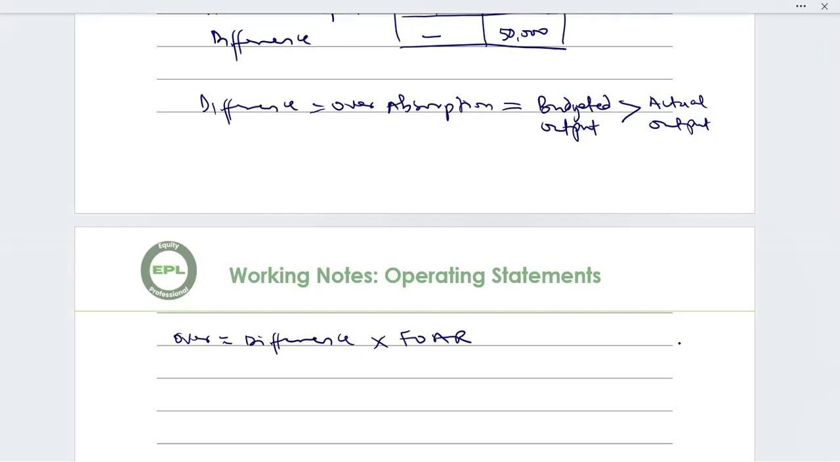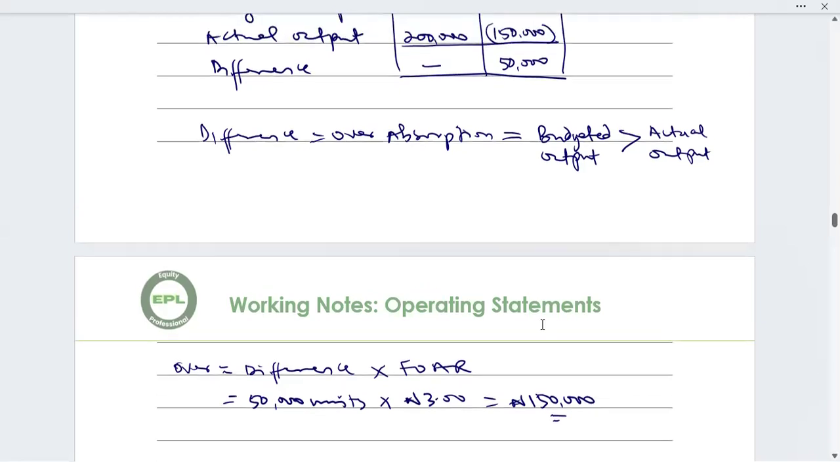Okay, so in this case, I would say 50,000 units multiplied by the fixed overhead absorption rate of 3 naira, which is equal to 150,000 naira. Please, you have to be very careful because we have restricted our numbers to thousands. This 150,000 naira, we are not going to write 150,000. We are going to write just 150 so that you don't make a mistake. We've already rounded your numbers to 1,000.